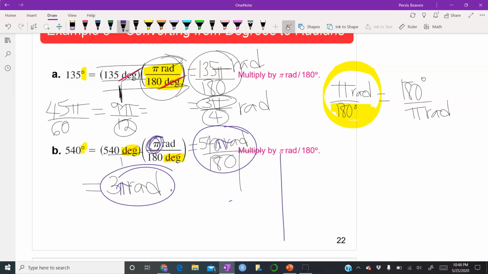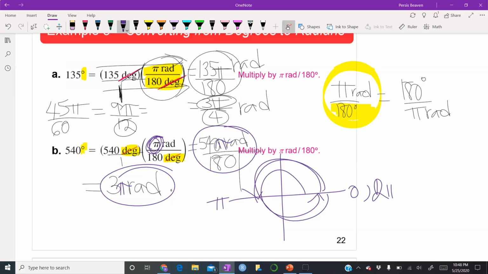So just to give you a visual of what that is, it will be a full rotation, that's 2 pi, and then another half rotation, and that will be the 3 pi. So this will be 0 pi, and then you keep going, 2 pi, and then you keep going, and that will be 3 pi. So that will be 3 pi radians.